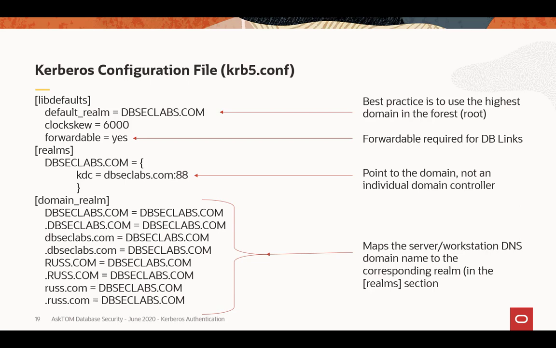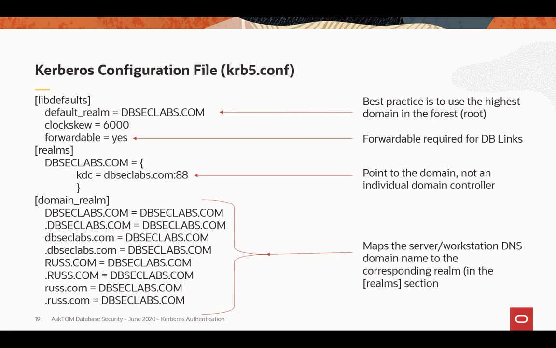Next section down is realms. We define the Kerberos realm, and within the realm, where are the Kerberos distribution centers that we're going to send requests to? Now here, because I'm used to working in Active Directory, instead of listing each individual domain controller, what I will typically do is just put the domain name, in my case dbseclabs.com, and the port 88 is the standard Kerberos port.